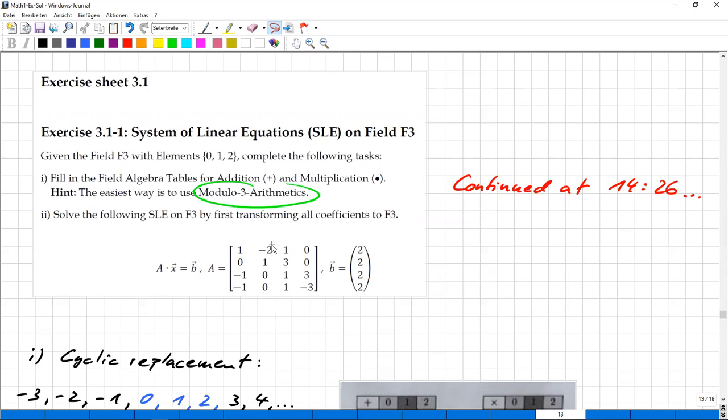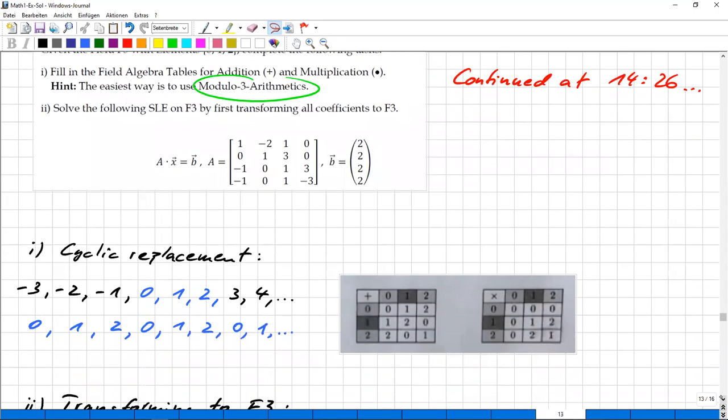Don't be irritated if I use negative numbers here. Of course, the so-called opposite is also defined in a field, but the first task will be to convert these numbers according to the algebra table or the arithmetics table of this field to always get elements out of this selection, 0, 1, 2. Okay, I'll try to explain. If you have difficulties with putting up these field algebra tables for addition and multiplication, there's a trick. This is the hint given here.